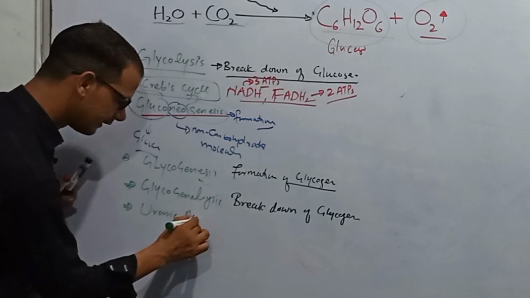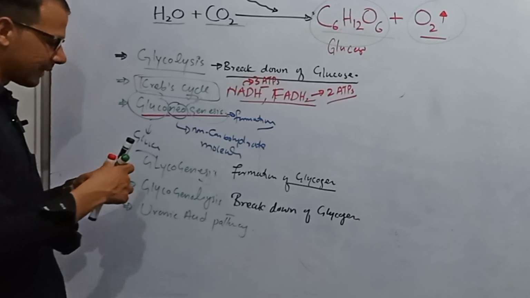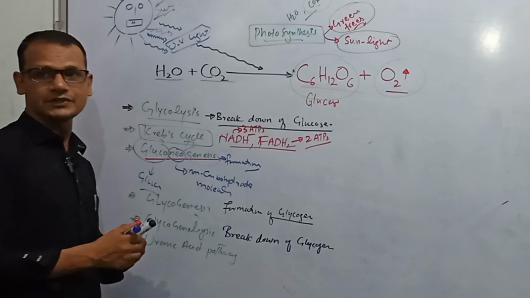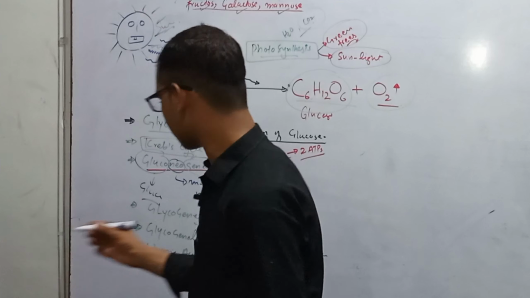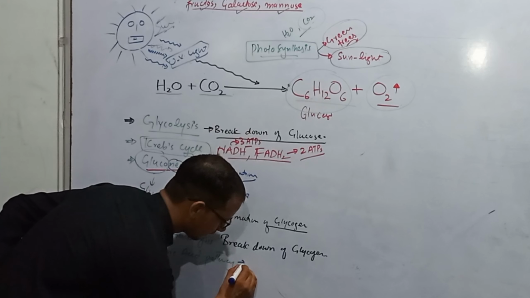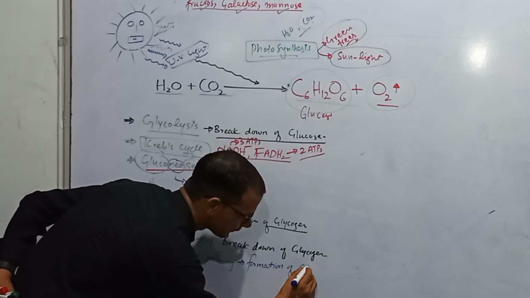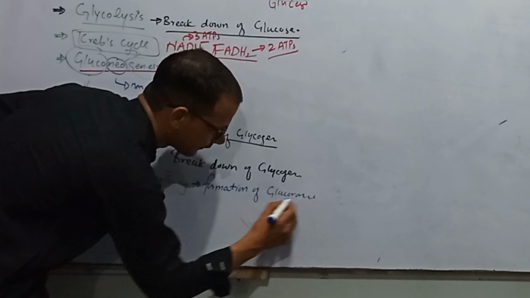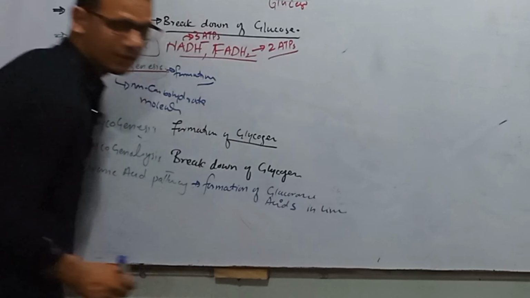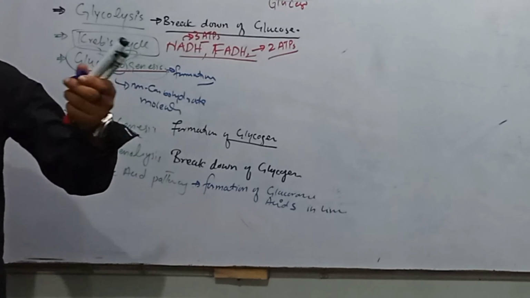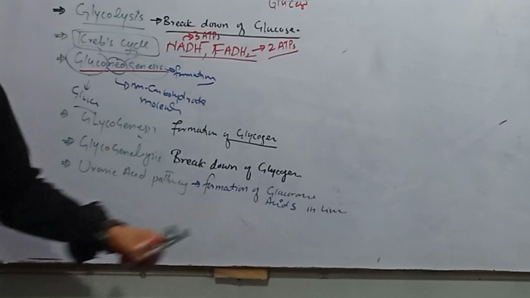The next is the uronic acid pathway. The uronic acid pathway is the pathway by which glucuronic acid is formed from glucose. It is the formation of glucuronic acid in the liver, right? What is glucuronic acid? What is the importance of glucuronic acid? We will discuss this in the uronic acid pathway, right?